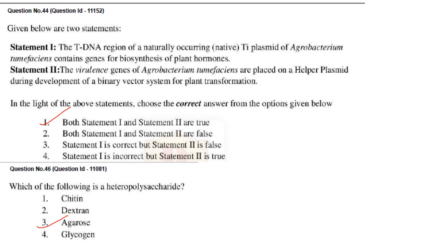I am telling this because next year if they ask what the dextran homopolysaccharide is composed of, you should be able to answer. For that only I am telling about the constituents of each. Then agarose. Agarose is made of alternating beta D-galactose and 3,6-anhydro L-galactose units of agarobiose. So agarose is a heteropolysaccharide. Glycogen is a homopolysaccharide of alpha D-glucose units.